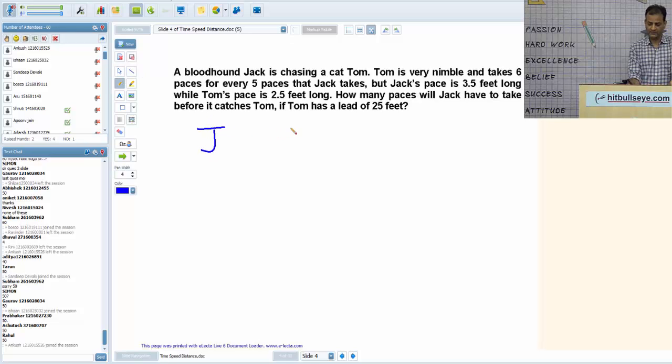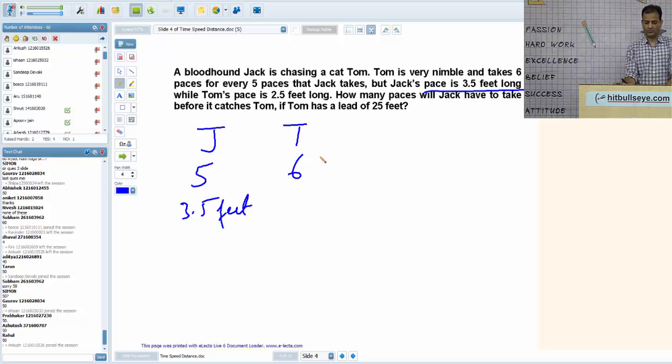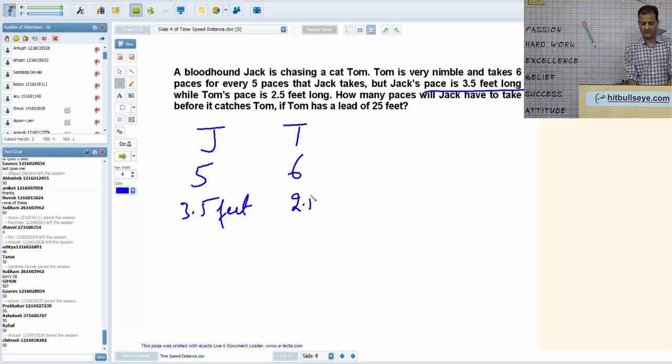Jack takes 5 paces, Tom takes 6 paces. But again, Jack's pace is 3.5 feet long. That means in one pace, Jack is covering 3.5 feet. So Tom is covering 2.5 feet. Now the question is, how many paces will Jack have to take before it catches Tom?